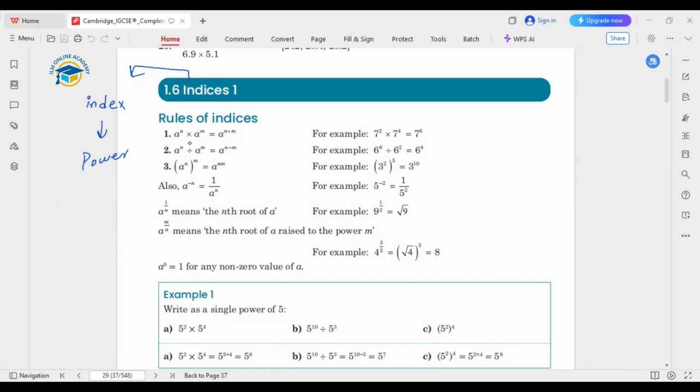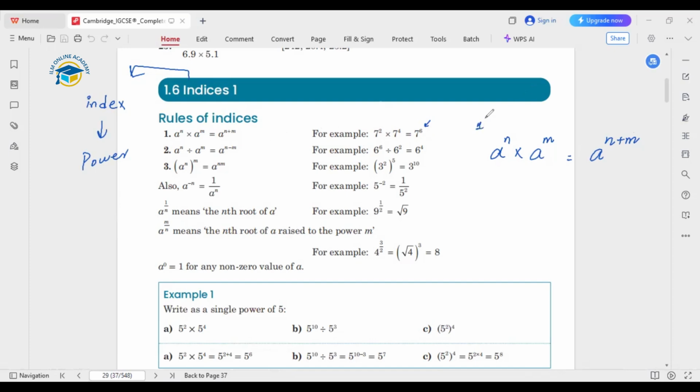So the first rule is, if you have similar bases, like the base A over here and here as well we have base A, but the powers are n and m. Whenever we have similar bases with the multiplication sign, you just add the powers together, like n plus m. They give us one example over here: the similar bases are 7 and 7 and the powers are 2 and 4, so they just added up the powers and wrote the base only one time. So this is your rule number 1.